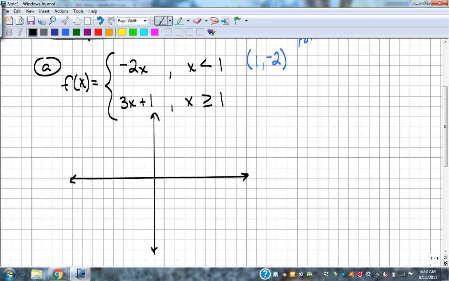So that important point is at 1, negative 2. So I'm going to go to that spot, and then we have to answer the question: is that point included in the graph? Well, look at your inequality. That's what tells you if it's included or not. It's just a straight less than symbol. Does that mean included or not included?